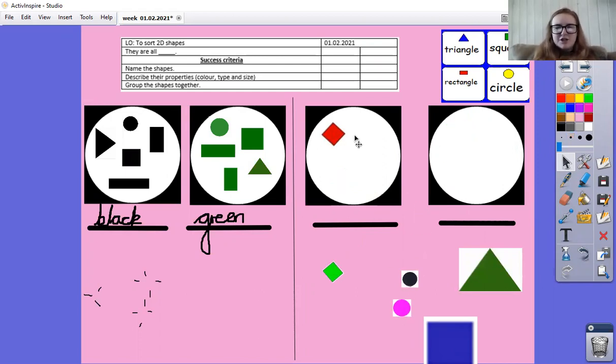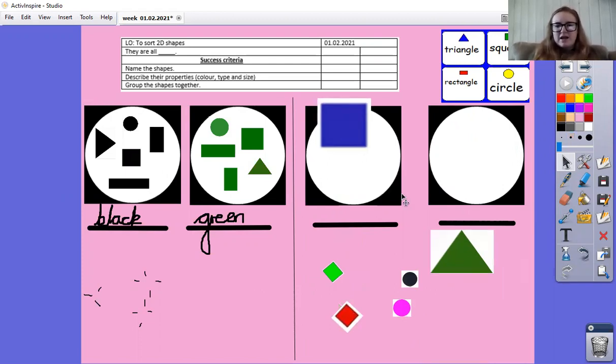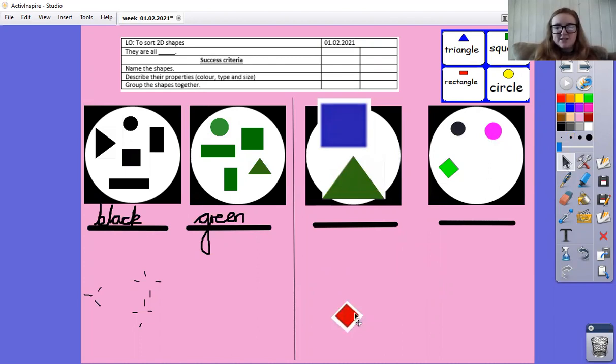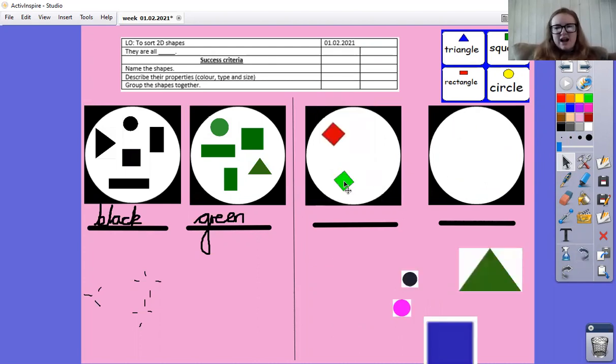Could I sort my shapes into big shapes and little shapes? Let's have a look. This shape is really big. This shape is really big. And these shapes are all little. Could I sort my shapes like this? Yes, I could. Fantastic. Let me have a look. Do I have to use all my shapes? I don't think I have to use all my shapes.